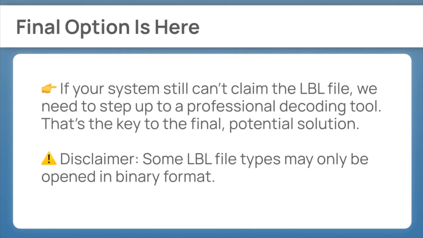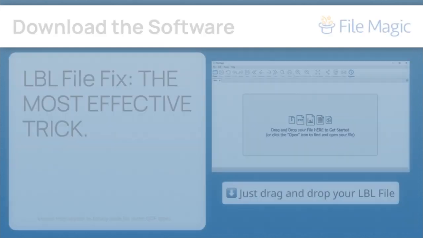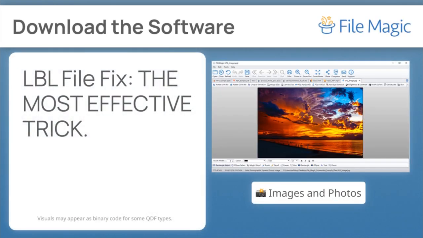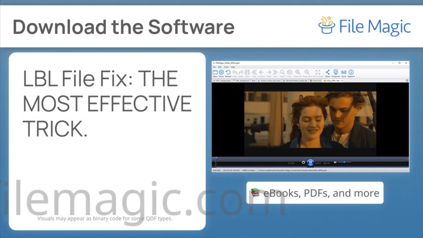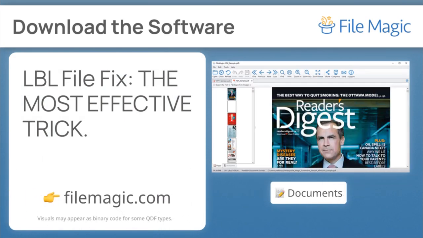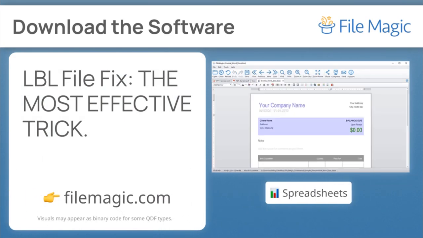Your testing shows the system couldn't handle the LBL file, which means we've reached the limit of standard tools. This is the moment to use our Plan B, a universal viewer made for resistant file types. Since the manual approaches didn't work for the LBL file, the smart move is to use File Magic, which provides the one-click solution you need, available at filemagic.com.